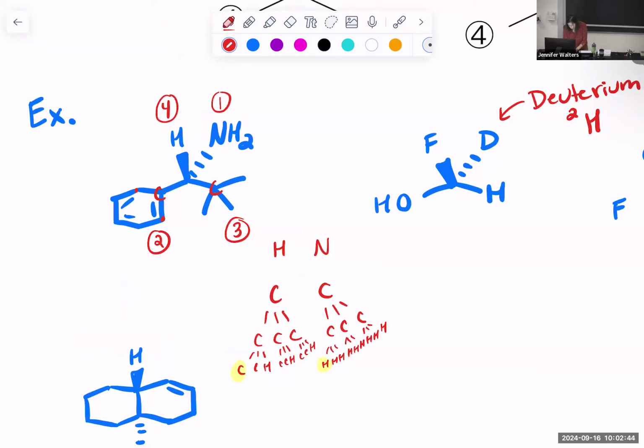So when I connect 1 to 2 to 3, that is counterclockwise. However, my lowest priority is on the wedge, so that flips it, because I flipped from the dash to the wedge, that flips my assignment. So now counterclockwise is R.